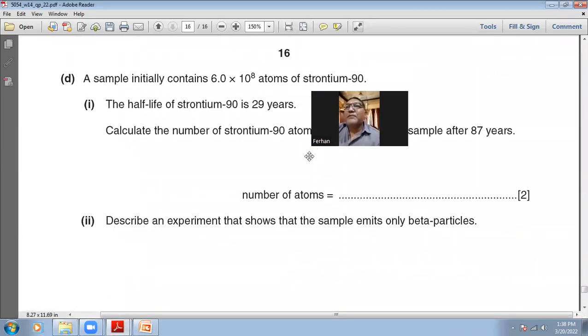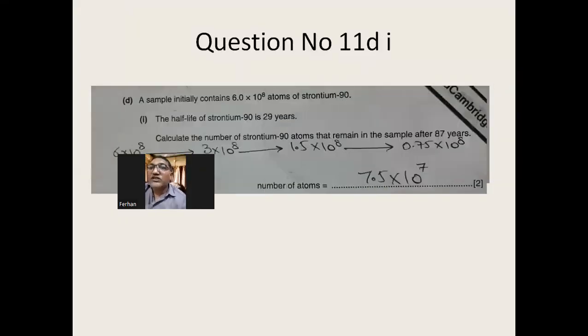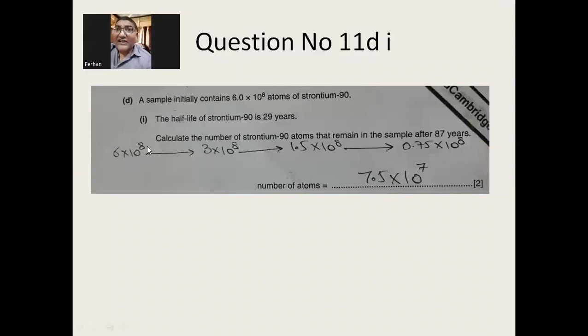It says a sample initially contains 6 × 10^8 atoms of strontium. The half-life of strontium-90 is 29 years. Calculate the number of strontium-90 atoms that remain in the sample after 87 years. Okay, it's a question on half-life, a very simple question. The technique by which we do these numericals is, 6 × 10^8 divided by 2, you get 3 × 10^8, divide again by 2, you get 1.5 × 10^8, again divide by 2, you get 0.75 × 10^8.